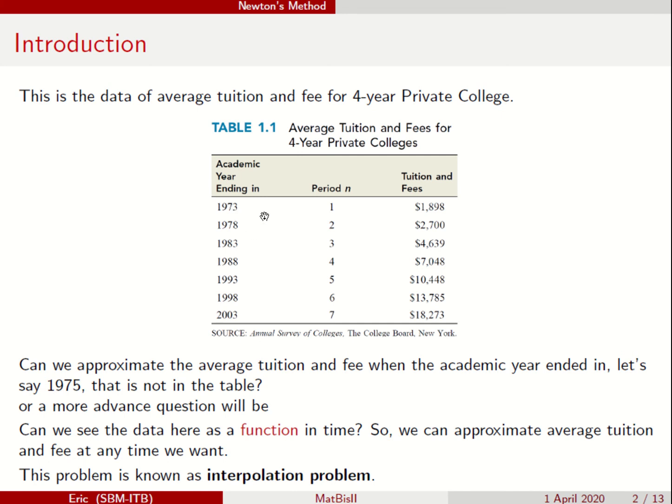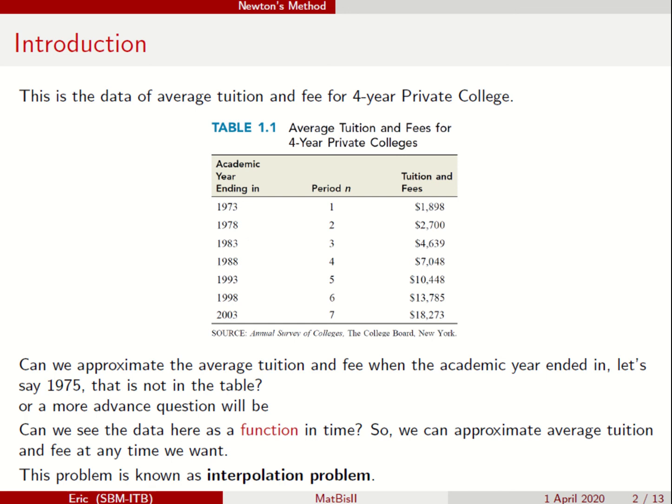So I have 1973 here, 1978 here. What about 1975? Can I approximate the tuition fee based on this data that I have? A more advanced question would be, can we see the data here as a function of time, so we can approximate the average tuition and fee at any time we want? This problem is usually known as the interpolation problem. But remember, this is not an extrapolation problem.